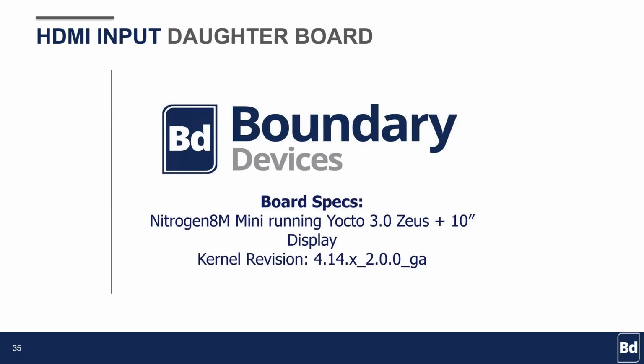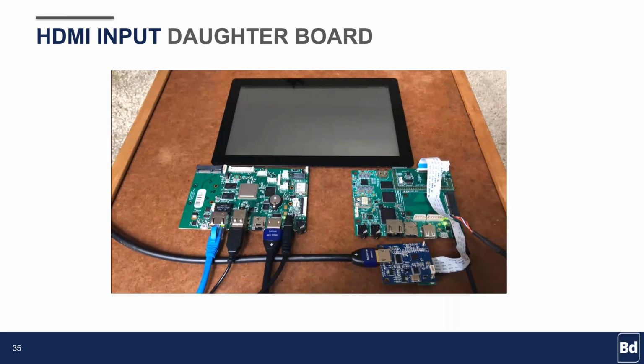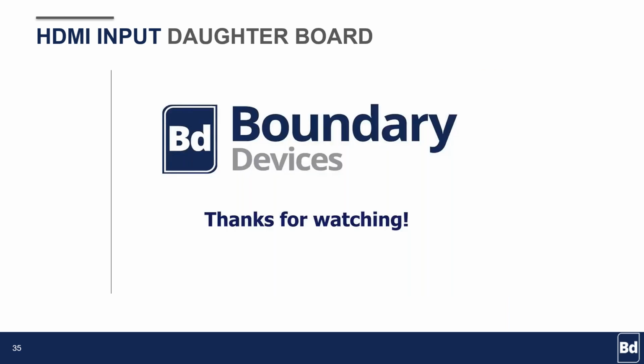So here, once again, the Nitrogen8M Mini is going to be running Yocto with the 4.14 kernel, whereas the Nitrogen6 will be running Debian. On the Nitrogen8M Mini platform, once again, it is using a standard GStreamer pipeline that will just stream what we receive on the MIPI CSI. And here we can see the output of the Nitrogen6 being streamed on the Nitrogen8M Mini.